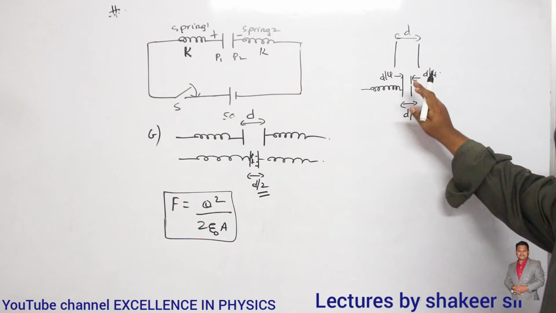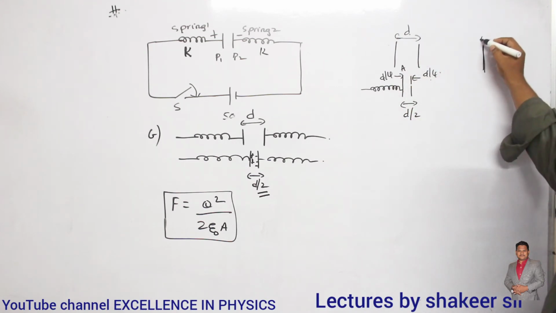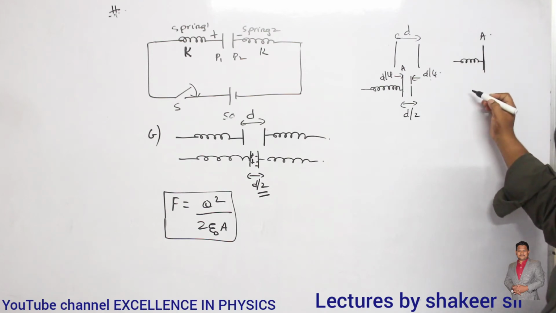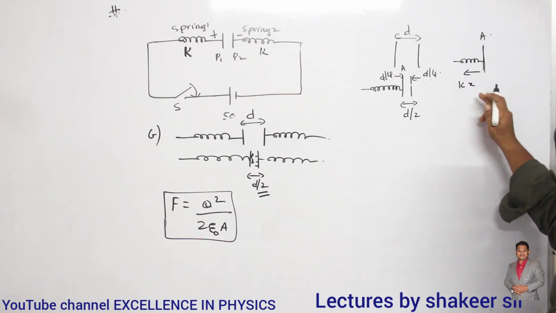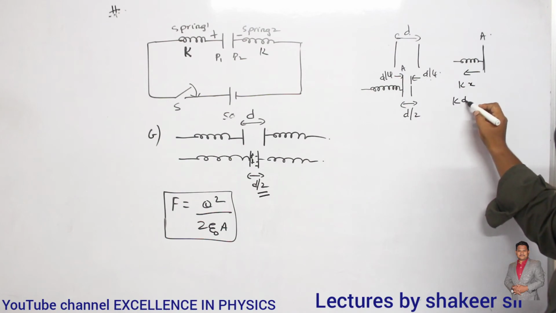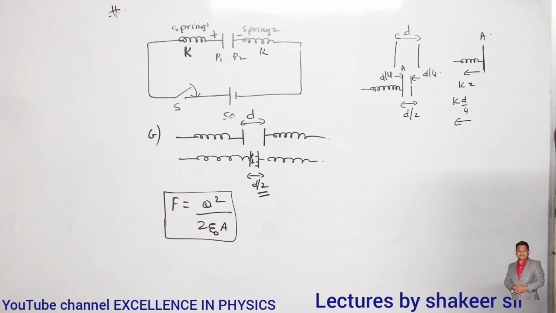So if you take one plate, this plate A, clear? If you take this plate A or plate P1, the restoring force developed in this spring is how much? Restoring force developed in the spring is Kx. The x value is how much? D by 4. Clear? So Kd by 4 is the restoring force developed, and it will be present in this direction.